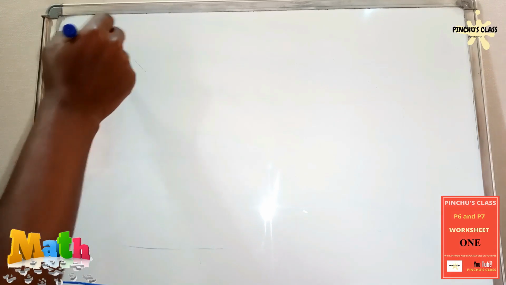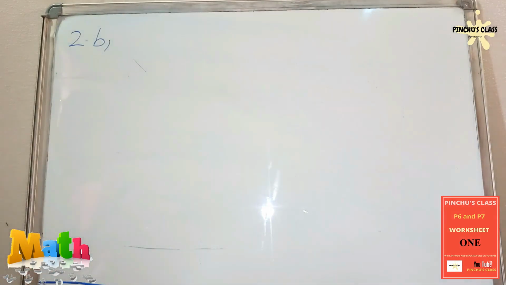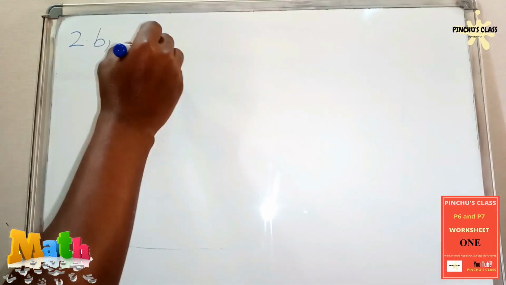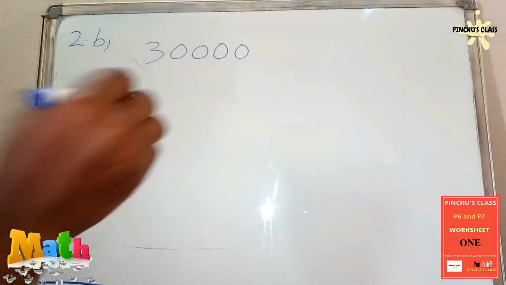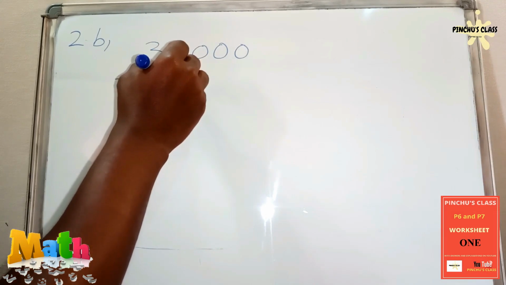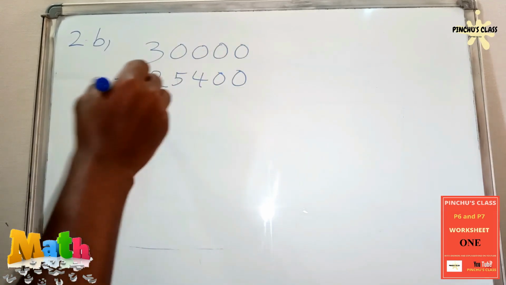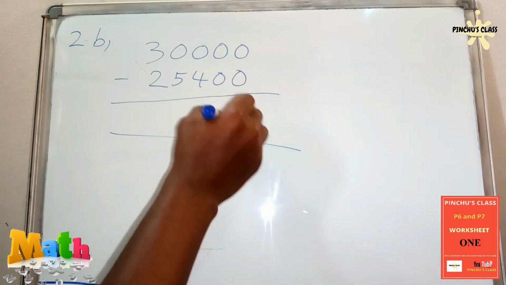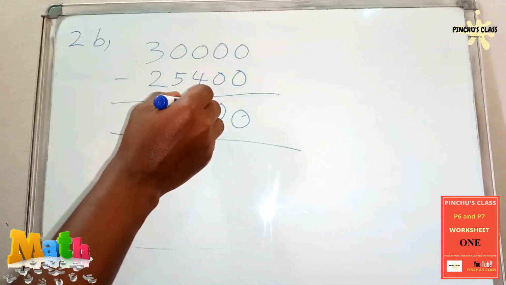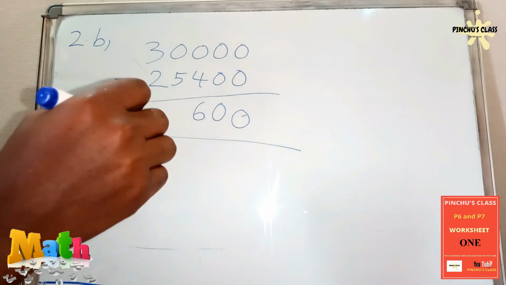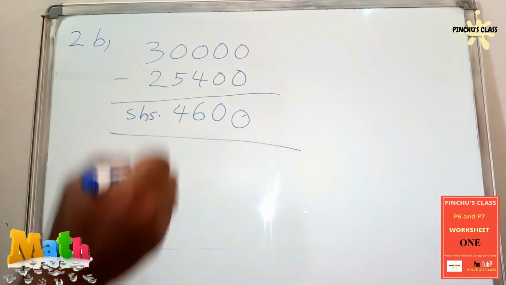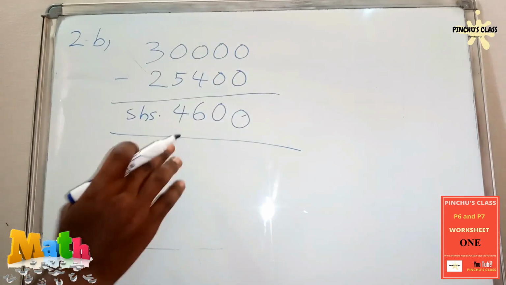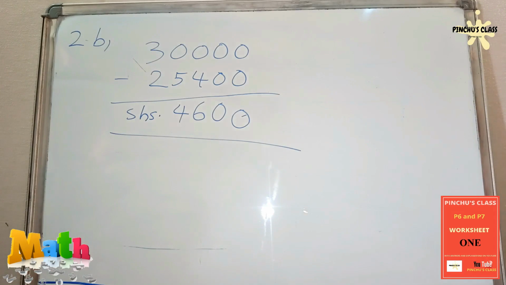To B, they have told us to find how much she remained with if she had gone with 30,000. So 30,000 minus the total which we have got, which is 25,400. Okay, so we subtract. So this is going to be 0, 0. So this is going to be 6, and then this is going to be 4. How do we get these shillings? We have subtracted and we have got 4,600.